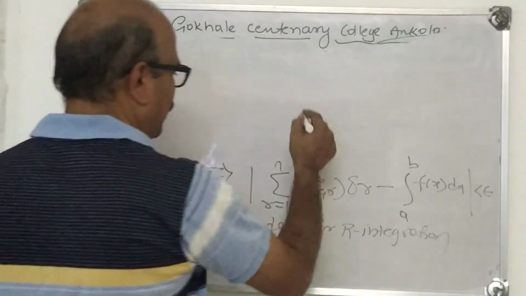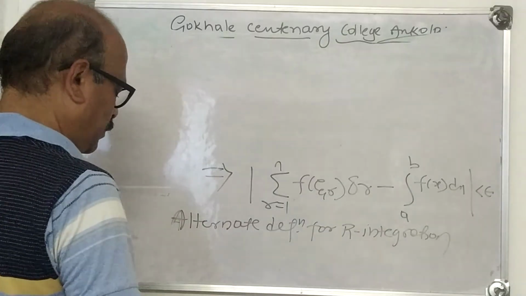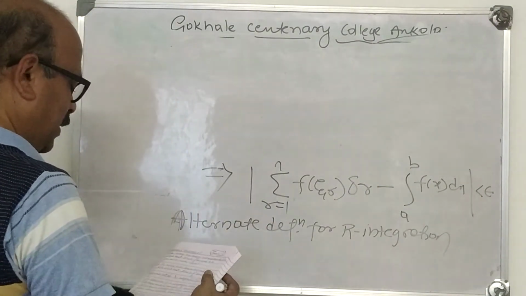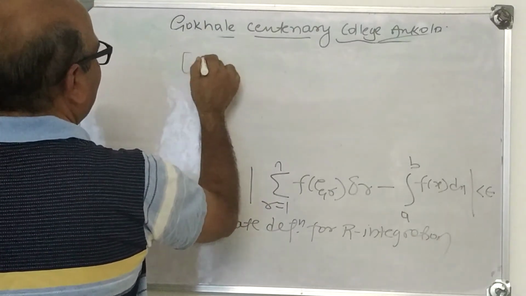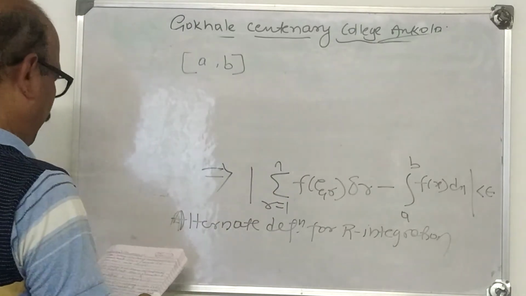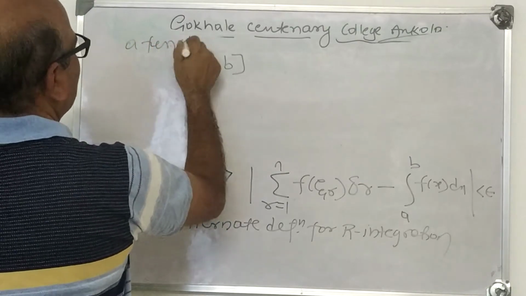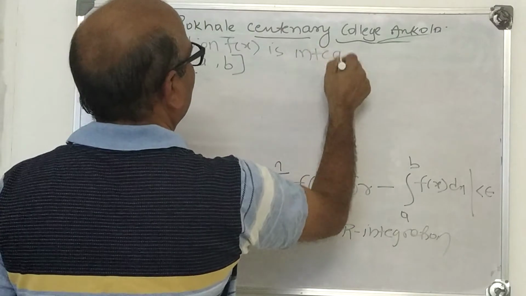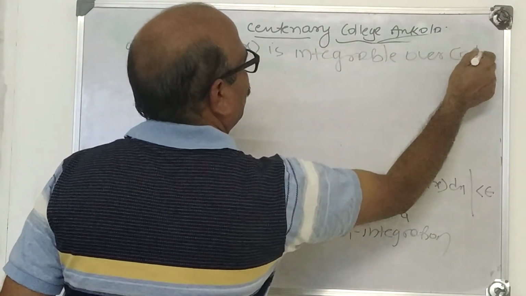Therefore, the alternate definition for Riemann integration is like this. If a function f(x) is integrable over [a, b], the alternate definition is like this. A function f(x) is integrable over [a, b].